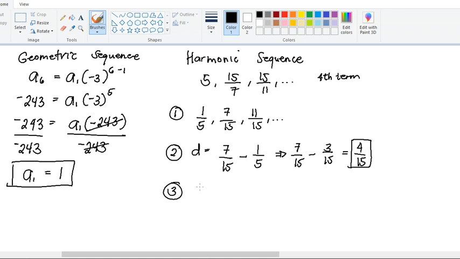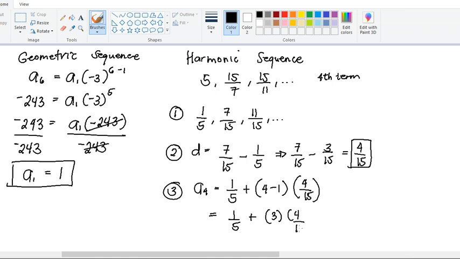Now, let us use the formula for arithmetic sequence. The missing term is the fourth term, a sub 4, and our a sub 1 is 1 over 5, plus our n, which is 4 minus 1, and then multiply to our common difference, which is 4 over 15. And then 1 over 5, so this is 3 multiplied to 4 over 15. Let me enlarge the parenthesis.